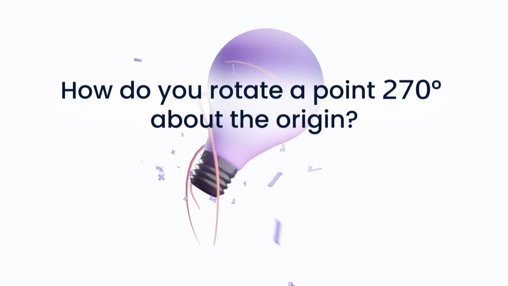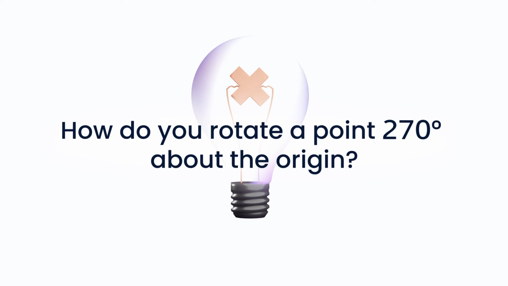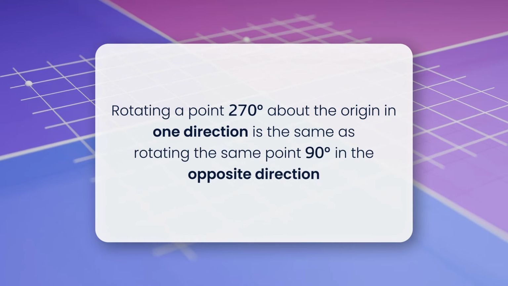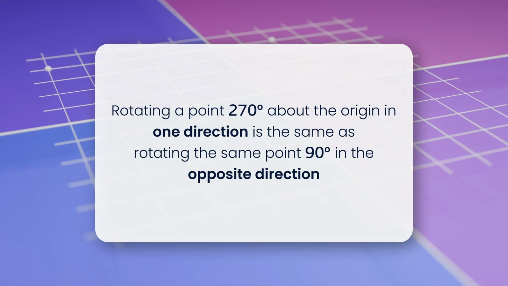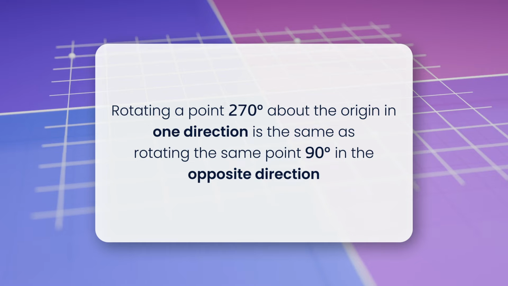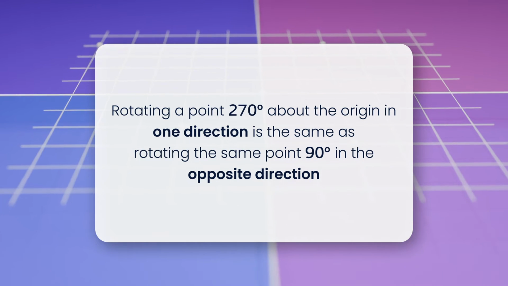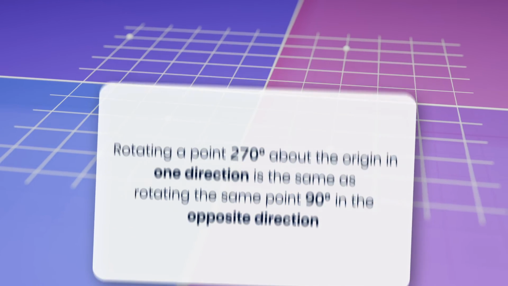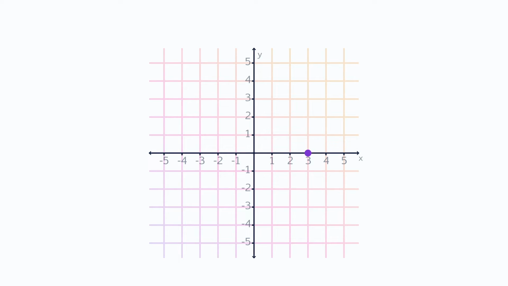How do you rotate a point 270 degrees about the origin? Rotating a point 270 degrees about the origin in one direction is the same as rotating the same point 90 degrees in the opposite direction. A full 360-degree rotation returns you to the same point.